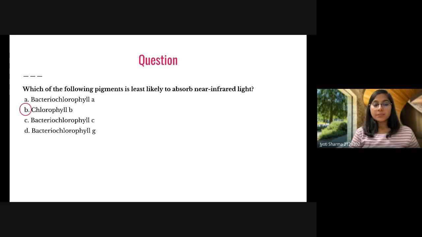So this is actually chlorophyll B. Chlorophyll B is present in the plants, and plants mostly take sunlight in the visible range, because they do not have the deficiency of the range of the sunlight. They can encounter huge sunlight, and that's why the absorbing peak will be in the visible range but not in the near infrared range. So that's why chlorophyll B is the least likely to absorb near infrared light.